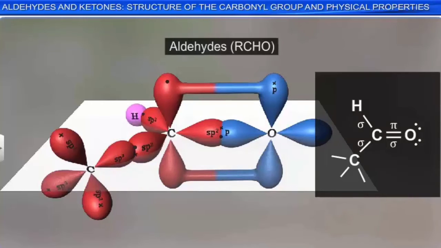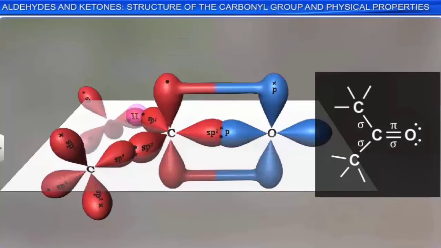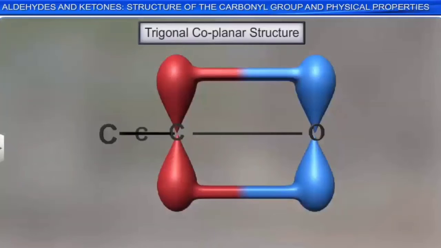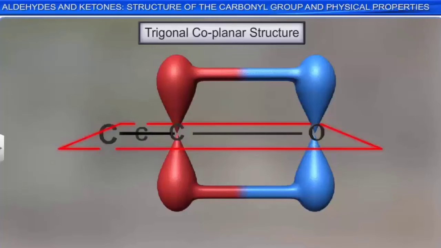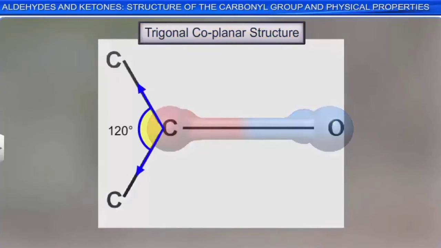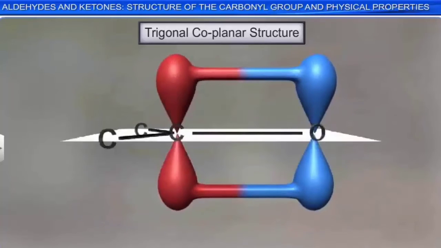Like in other aldehydes, or 2 sigma bonds with 2 sp3 orbitals of the carbon of the alkyl group, as in ketones. Thus, the carbonyl carbon and the 3 atoms attached to it lie in the same plane with a trigonal coplanar structure and a bond angle of 120 degrees, while the pi electron cloud lies perpendicular above and below the plane.